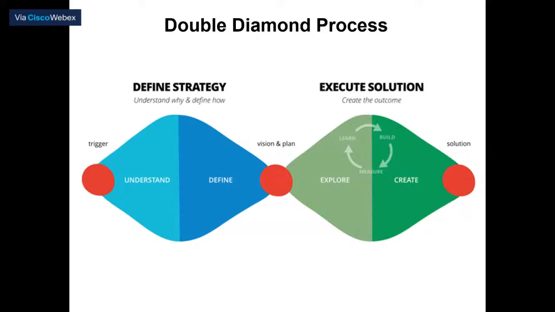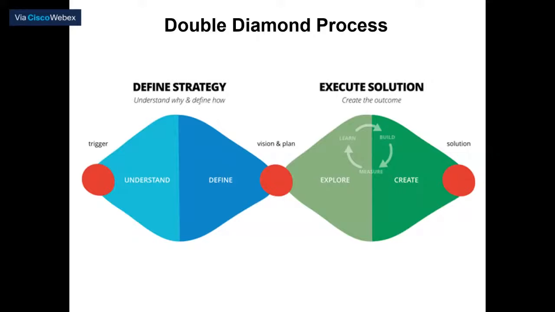If you look at the first diamond, the first half is a diverging phase where you are trying to gather as much information as possible about the user without restricting any source. Whatever information comes, you are open to that. That is the first diverging phase, which is called understand here. Once I have enough information, I sit, analyze, explore, and then synthesize the information to define my problem very crisply, which is the center circle. So you have converged to a more specific problem, which is the first convergence of the first diamond.